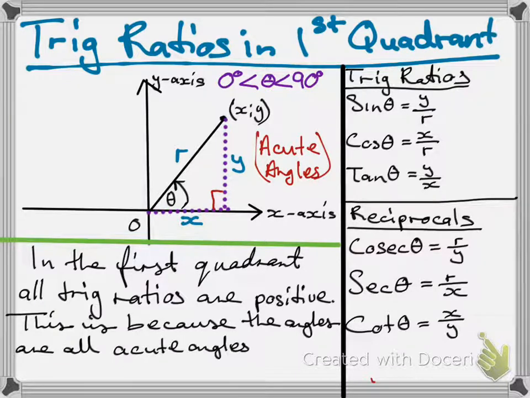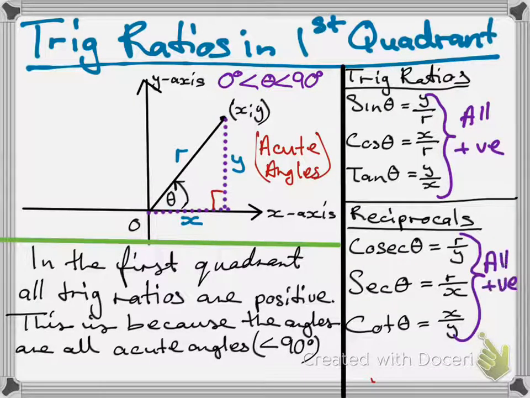So you see that also the reciprocals are also positive. This is because all of them are acute values, and the coordinates, all of them are positive. Right. Moving on to the second quadrant.